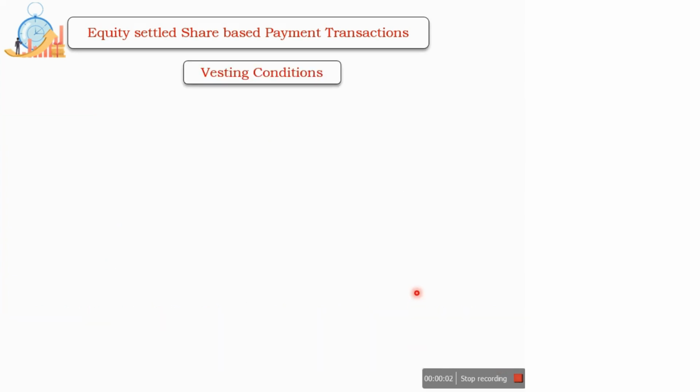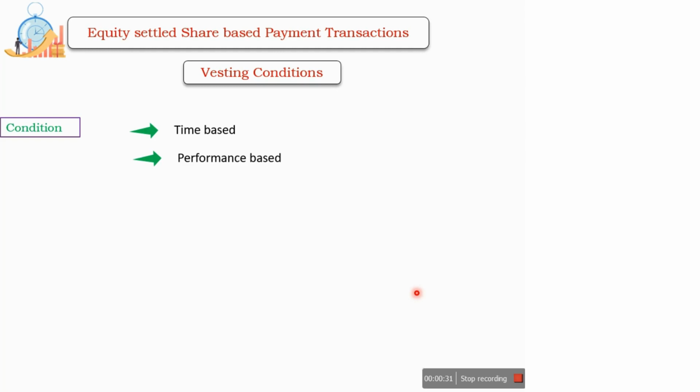Another non-ignorable aspect in equity share-based payment transactions is vesting conditions. These conditions may be time-based, for example, an employee has to be in the organization for a period of 5 years or 3 years, or they may be performance based, for example, the entity has to achieve a profit target of 10% or a cost reduction target of 10%.